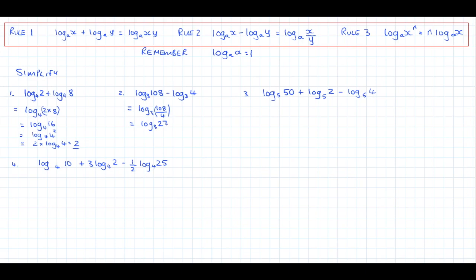Now again, 27 is 3 to what power? It's 3 to the power of 3. Again, another way of doing it. Can I write 27 as a power of 3? Yes, I can. 27 is equal to 3 to the power of 3. And I know that I can then use my third logarithm law.